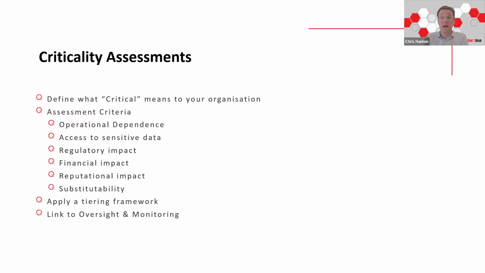The reputational impact. So are there any major concerns from a reputation point of view if that third party were to fail? Will we make the front page of the newspaper? Will we be on Google News, or whatever it might be?